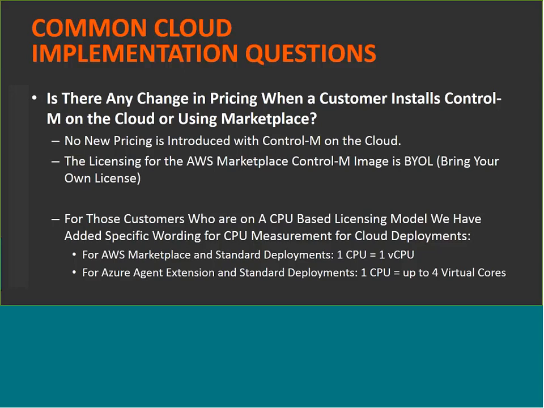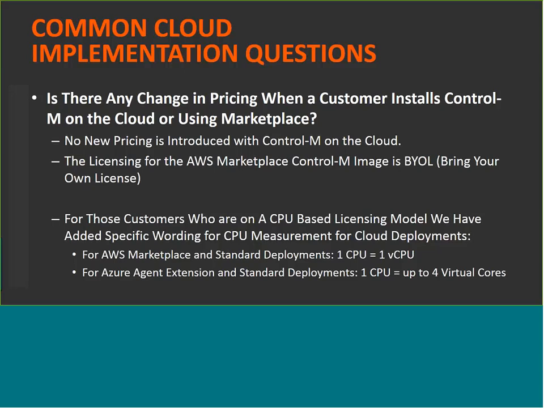For those that are CPU-based, not task-based but actually CPU capacity-based, we have put in some definitions for your license models to understand what a CPU is to us should you deploy into the cloud. So if you are in AWS, or if you decide to deploy in a regular way, you do the install in an AWS environment and not use the Marketplace version, one CPU for your license is equal to one virtual CPU in the Amazon environment.